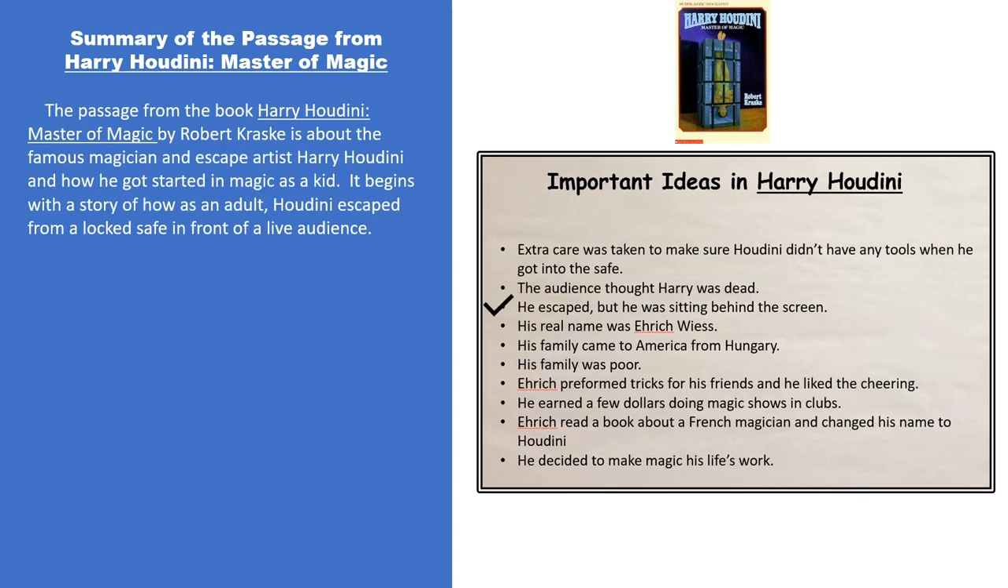Next, we want to introduce the next part of the story when we go back to Houdini's life as a child and introduce information about his life when he was younger, before he becomes the magician that we meet in the beginning on stage. So the next couple bullet points on our important ideas chart remind us that it was important that Enric Weiss was Houdini's real name. And we also learned that his family came to America from Hungary. So those are important points that we want to include in our summary. Think about how you might turn those two bullet points into one sentence.